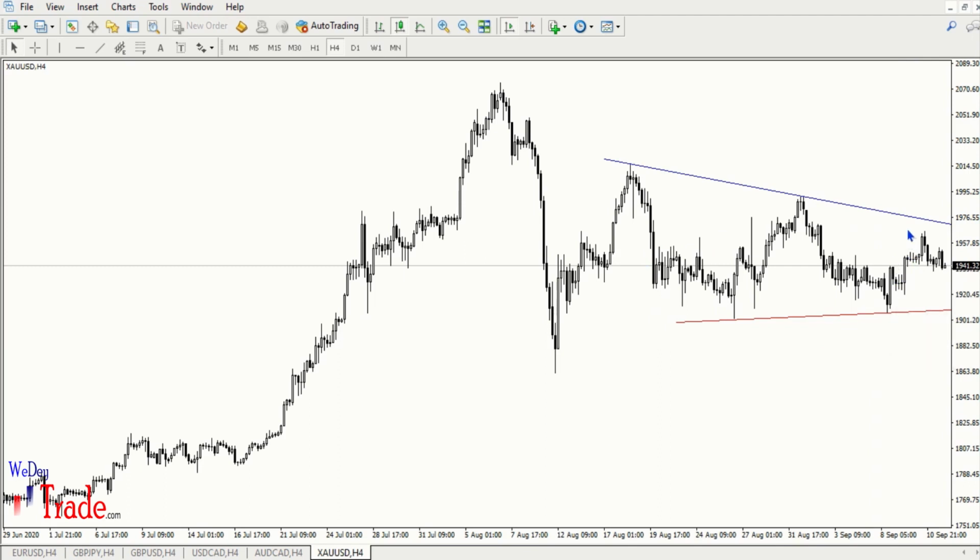Gold needs a break above the resistance of the triangle for the bulls to step in, or a break below the support of the triangle for the bears to also step in as well. Be very cautious of false breaks here too. And I forgot, same caution on the AUD CAD.